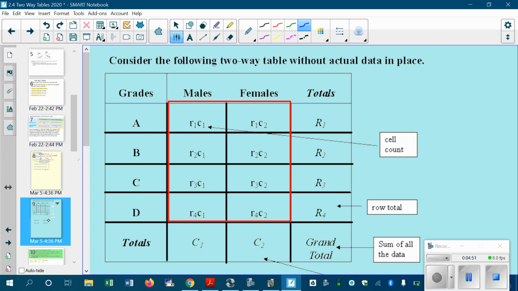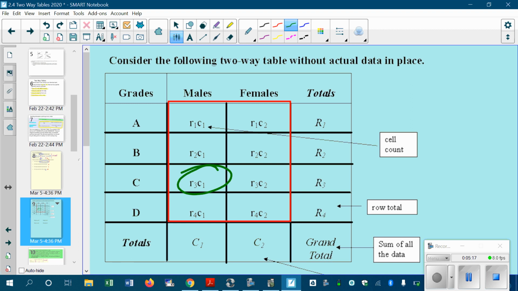So the part that I have a red box around, those are all just my internal cells, right? Each of those cells represents some combination of male and female versus a grade. For instance, this particular cell is identifying male and having a C average, and it would be a number there in row 3, column 1. So each of those is what's called a cell.